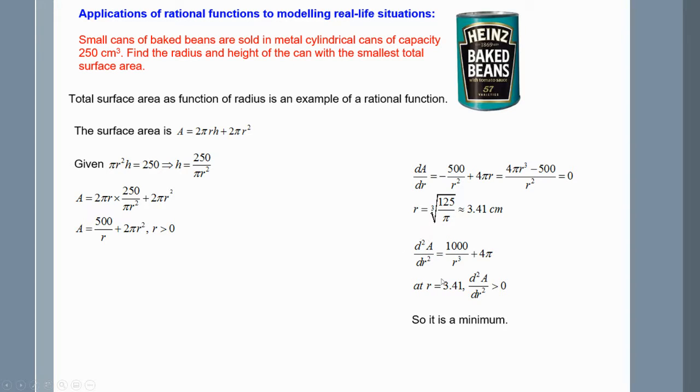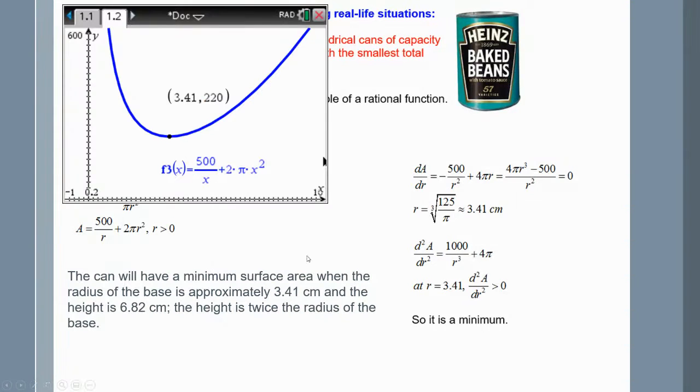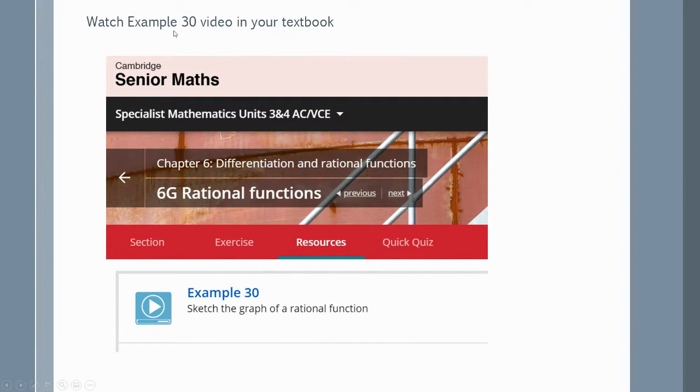Then if we differentiate again here, we get the second derivative, and when r is positive, the second derivative is positive. So as expected, the total surface area at this point will be minimum. And that's how it would look on your graph. There is a good example in your textbook.